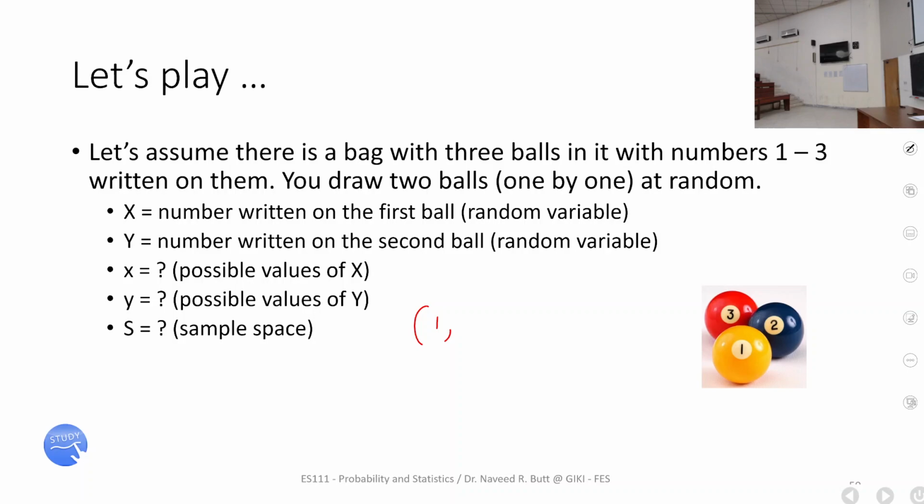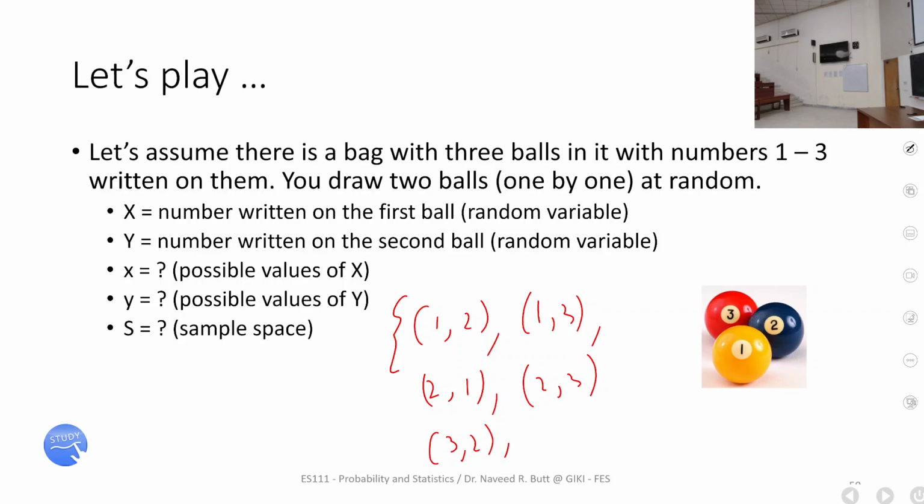So 1, 2, that's one possibility. Another one? 1, 3, good. 2, 1. 2, 2 can't happen. 2, 3. 3, 2. Now in our case 2, 3 and 3, 2 are two different things, because it is an ordered pair. And 3, 1. How many possibilities are there? 6. Are they equally likely?